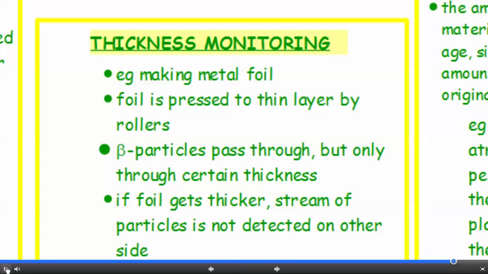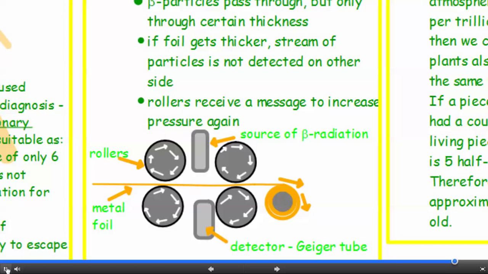Thickness monitoring, for example, when factories are making metal foil. Now, the foil is pressed into thin layers by rollers, and beta particles will pass through, but only through a certain thickness. And if the foil gets thicker, then the stream of particles is not detected on the other side. And then the rollers automatically receive a message to increase the pressure again.